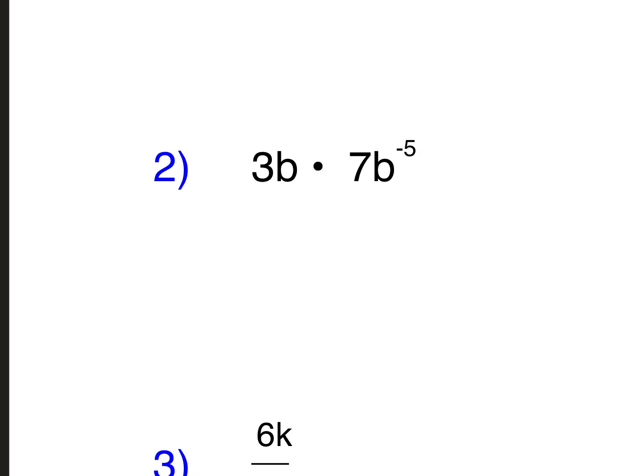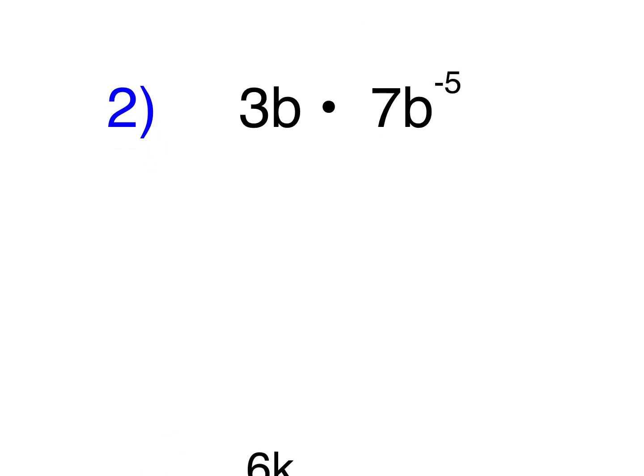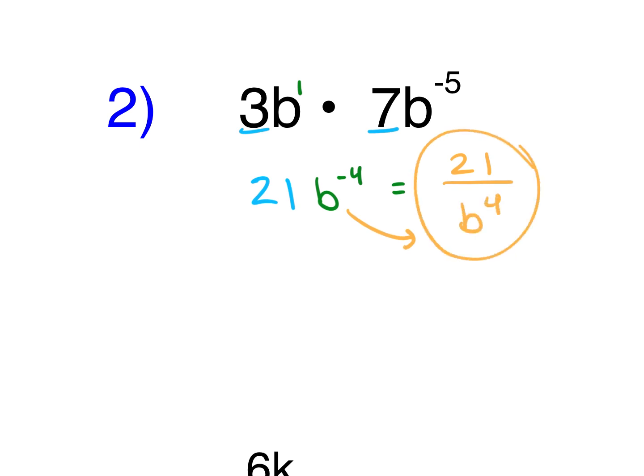Let's look at 2 right below it. What should we do first? Multiply. What's 3 times 7? 21. And then let's combine the b's. What's the exponent on the first b? 1. So what is 1 plus negative 5? So we have b to the power of negative 4. We don't want negative exponents in our answer, so what do we have to do to it? Perfect. 21 stays on top, and the b goes to the bottom and makes the exponent positive. So 21 over b to the 4th power.